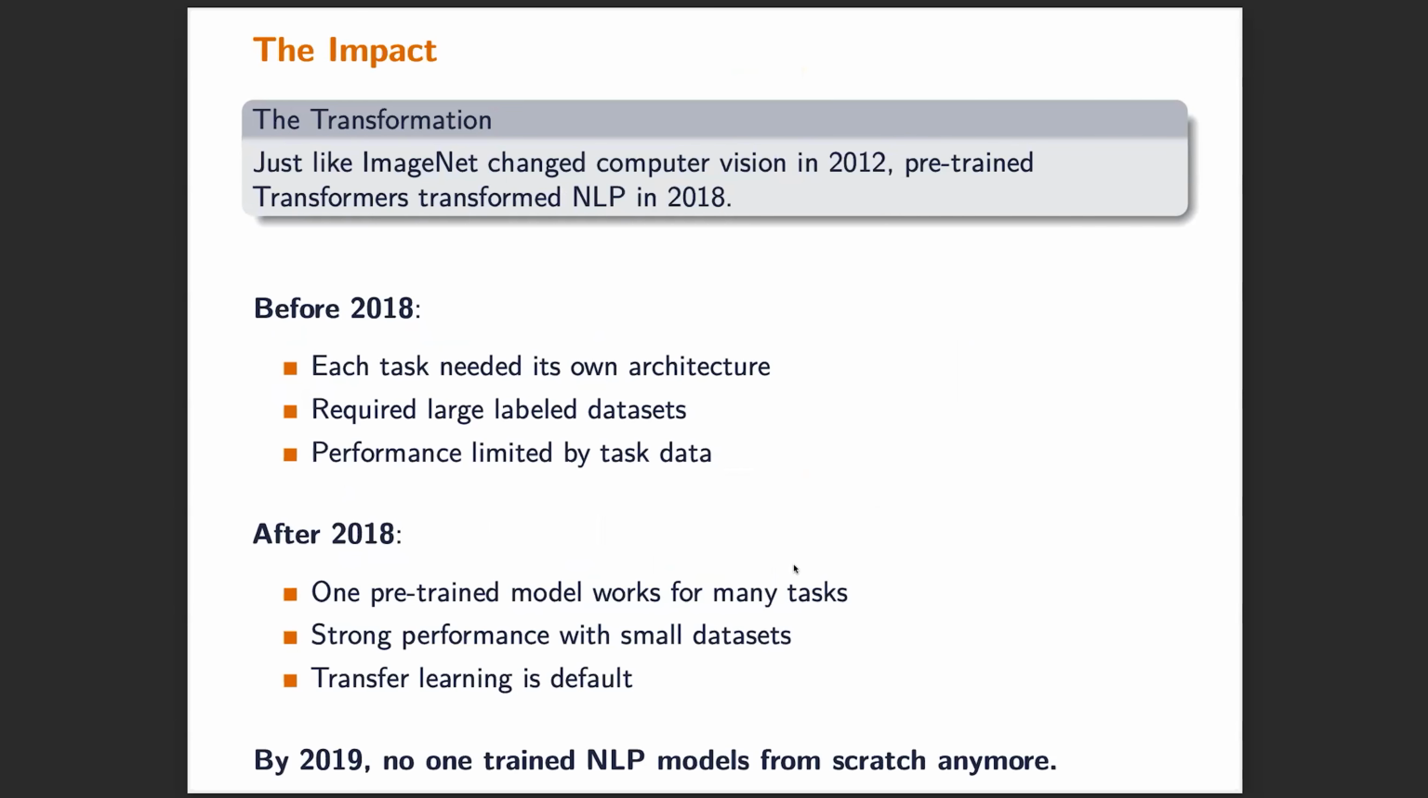So this really changed the landscape of NLP, because before BERT, if we wanted to train a model for a specific task, we needed to design its own architecture and its own large labeled dataset, and eventually achieve a model that only does a specific task. But after this paradigm shift, one pre-trained model can be fine-tuned for different tasks, often with small datasets, and achieve strong performance. And that's how transfer learning became the default in NLP.